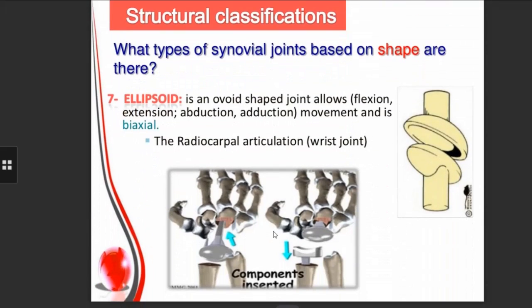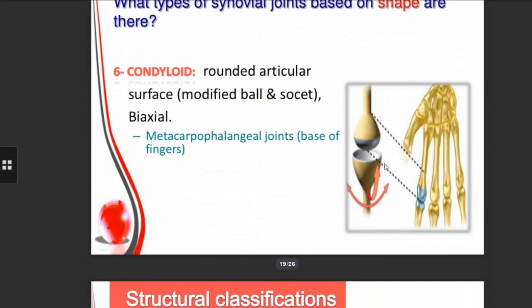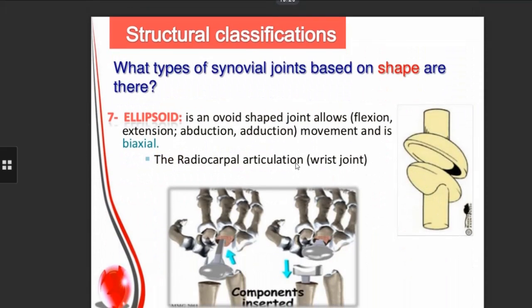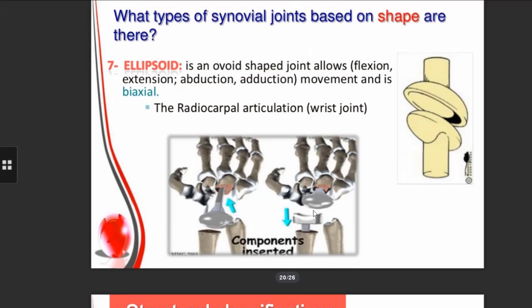Now, seventh one is the ellipsoid. You can see that the joint surfaces are ovoid in shape. Not spherical, it's an ovoid shape. You can see in condyloid they are circular, whereas in ellipsoid there is an oval shape. It's biaxial, meaning you can flex, extend, abduct, and adduct the joint. An example is the radiocarpal articulation. You can say that this is the radiocarpal articulation. This one. This is an example of an ellipsoid joint.